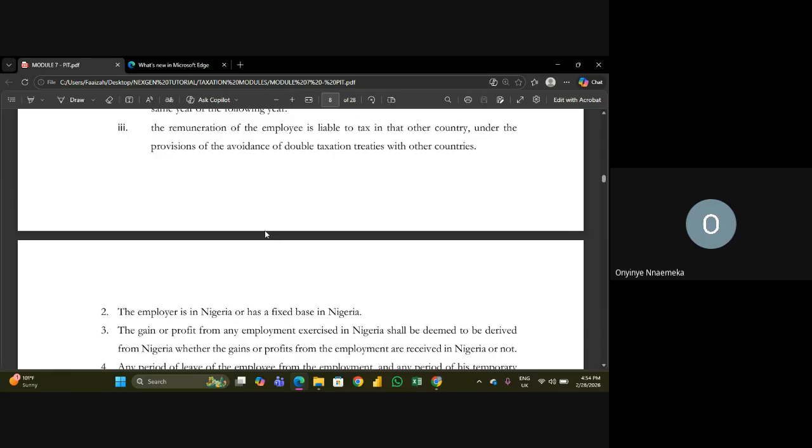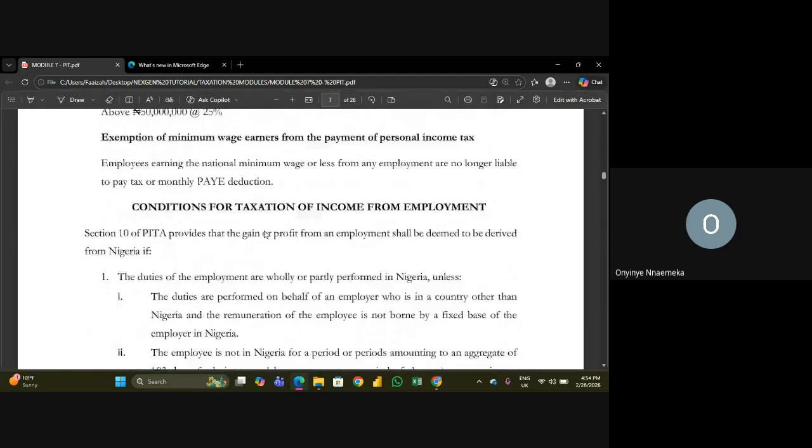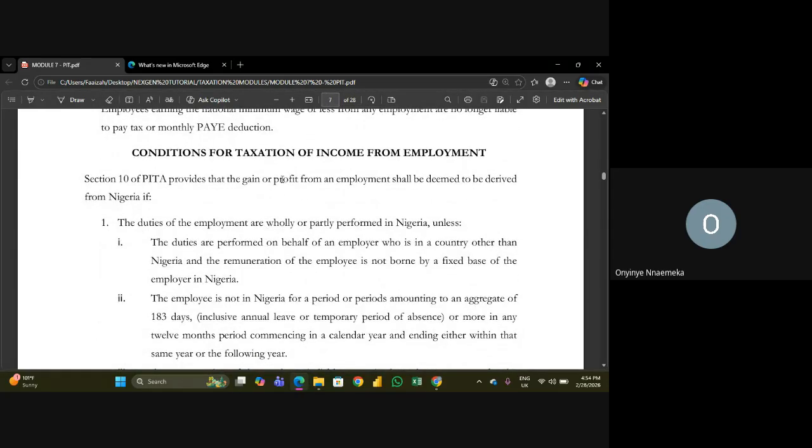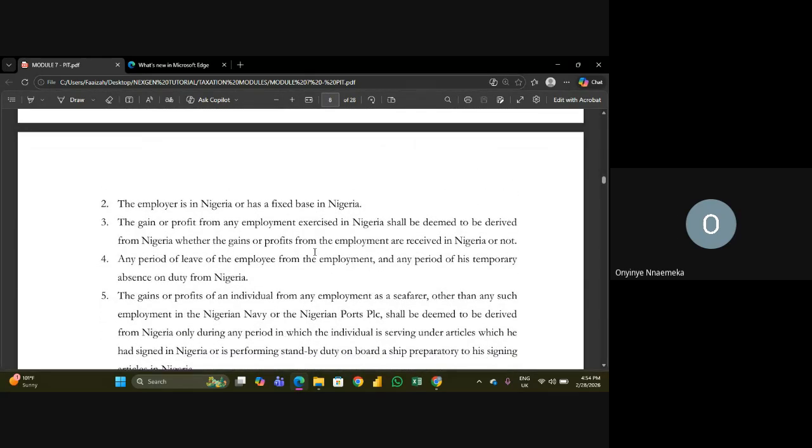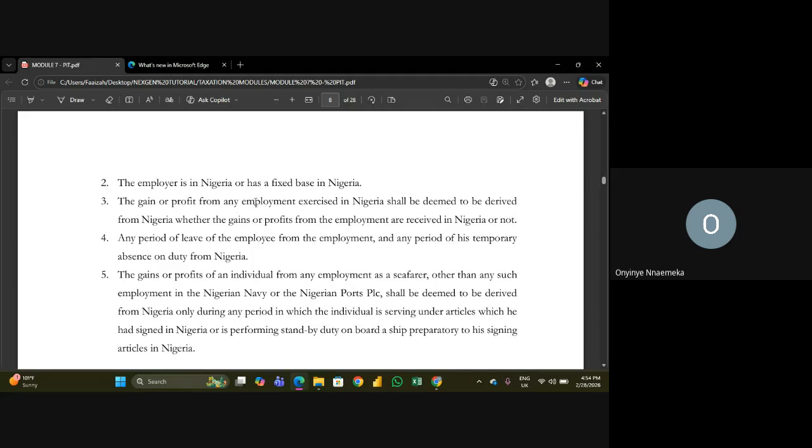Number two that I'm talking about is profit or gain that is derived from Nigeria. We have talked about number one, and we have talked about the exemption. We have three exemptions to number one. We've spoken about them. Now, number two, the employer is in Nigeria or has a fixed base in Nigeria. So if your employer is in Nigeria and has a fixed base in Nigeria, then we assume that your salary or your profit is what is derived from Nigeria.